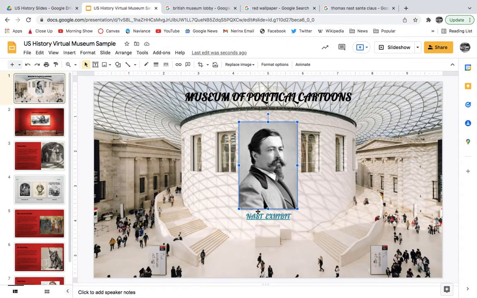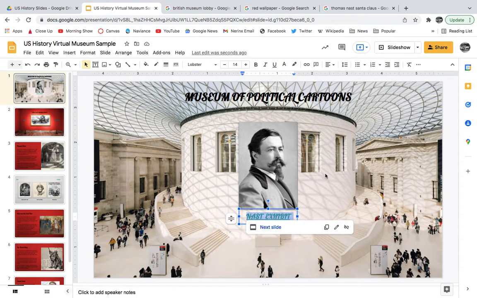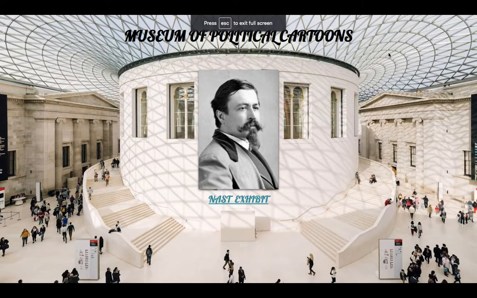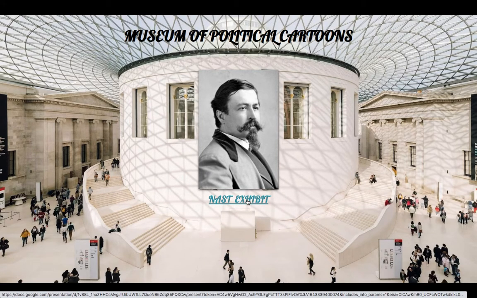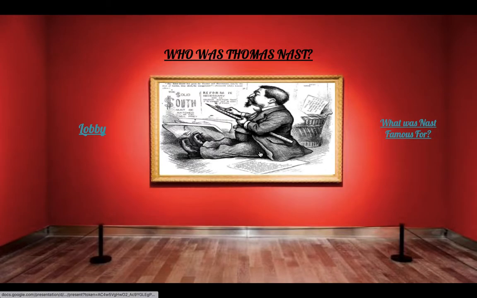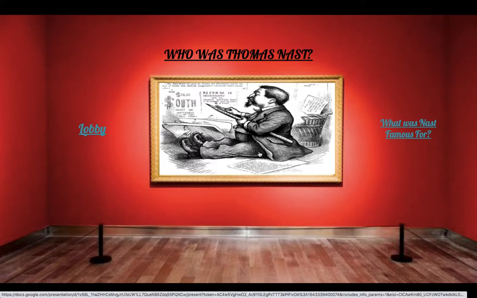Now, the other thing you're going to want to do is create links between slides. So for instance, if you notice this sort of pastel green right here, that is a link. So if I was in slideshow mode and I was looking at it like I was walking through a museum, I click on Nast exhibit and I'm like, oh, cool. I click on it and it takes me to the next slide just like that.